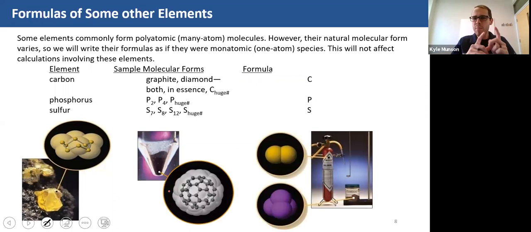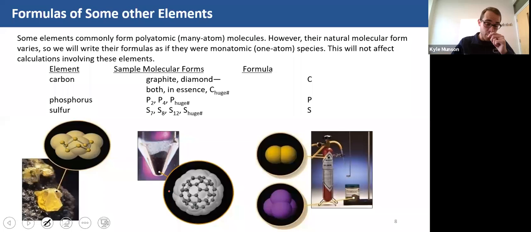And one thing to keep in mind, though, that we didn't discuss in chapter 2, is that some elements commonly form polyatomic or many-atom molecules. However, their natural molecular form varies. Some might have more atoms, some might have less. So in this class, we'll write their formulas as if they were monatomic, one-atom species. And this won't affect calculations that we'll do later involving the elements. So what do I mean by this?